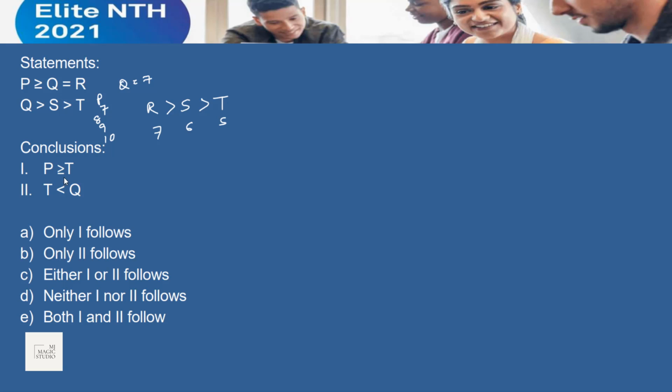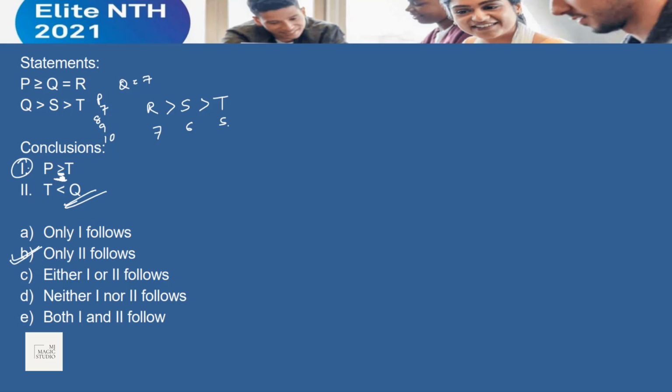So conclusion 1: P is greater than T. P is 7 which is greater than T, but it won't ever be equal to T. No, it is not equal to T. Conclusion 2: T is less than Q. T is 5, Q is certainly 7, so T is less than Q. We are confused with 1 because it cannot ever be equal. So certainly conclusion 2 follows. Option B.